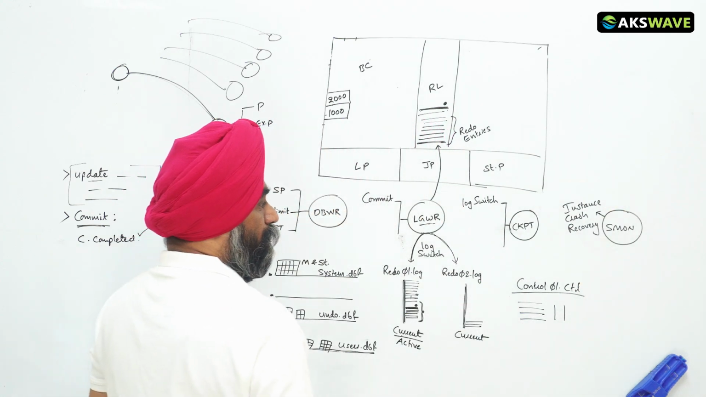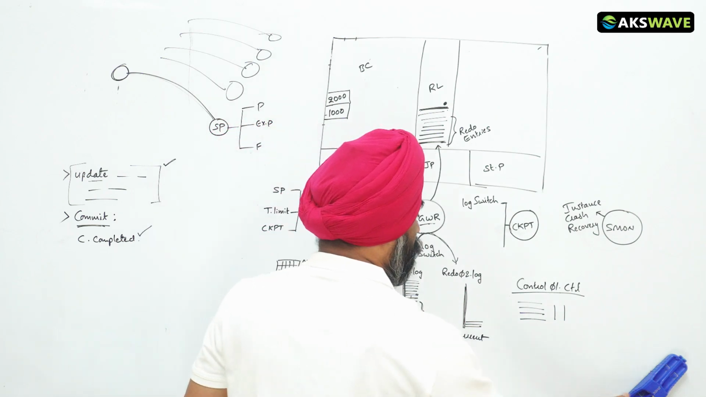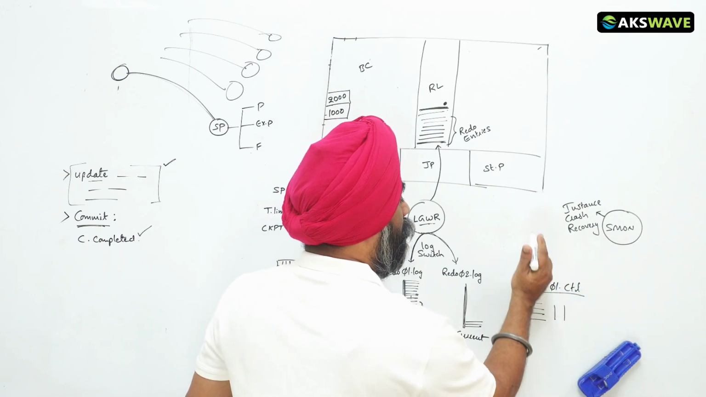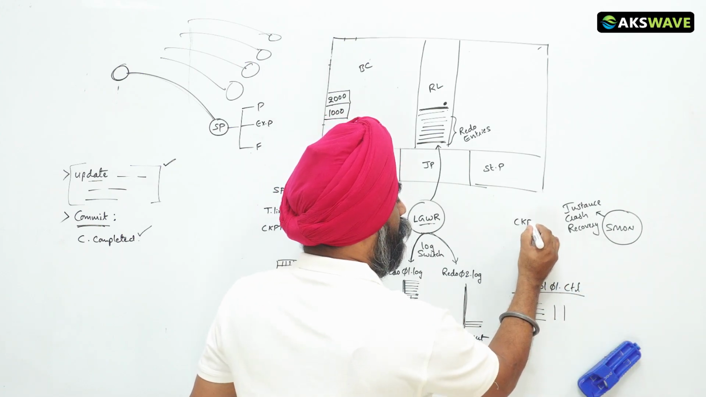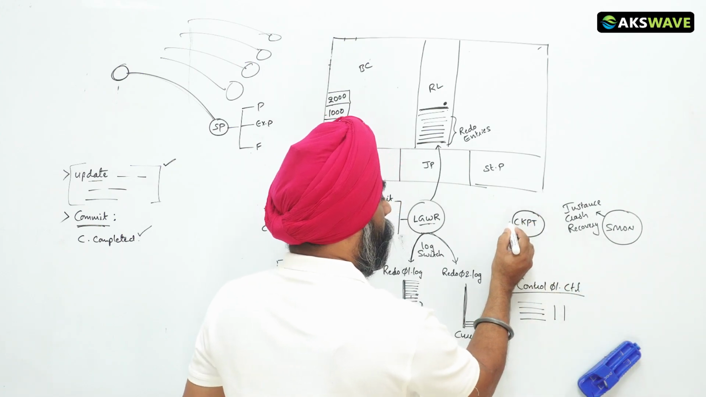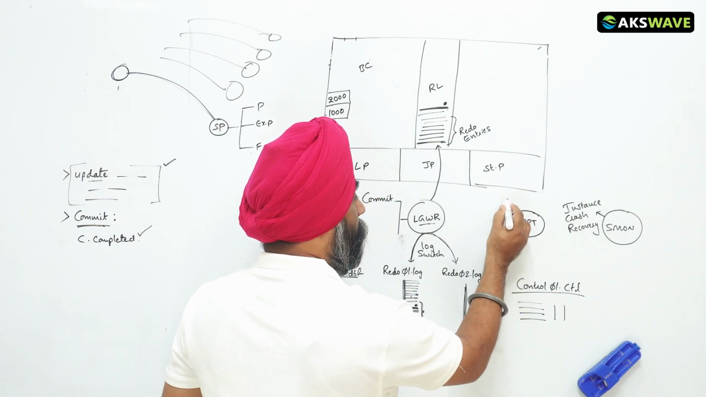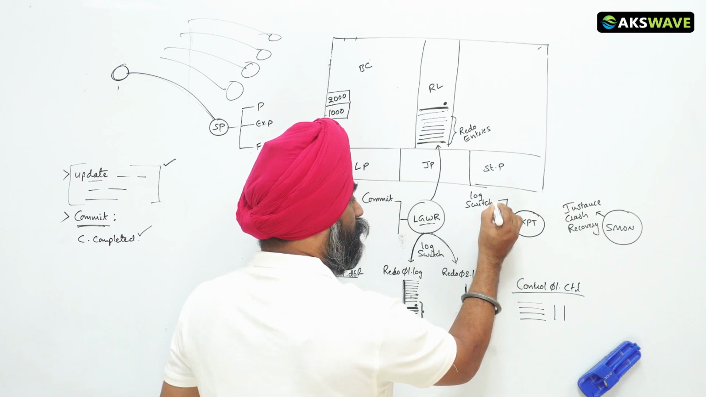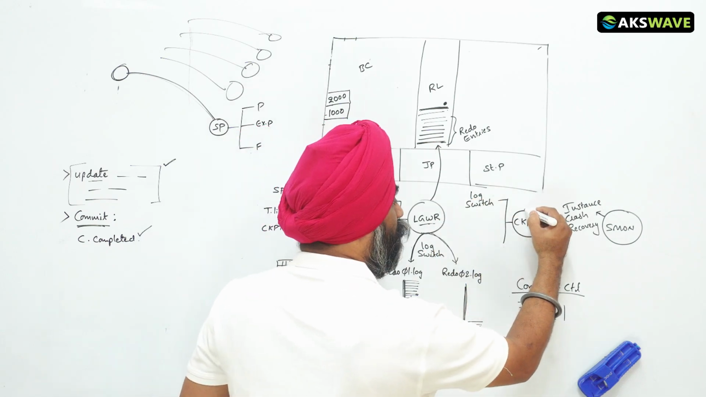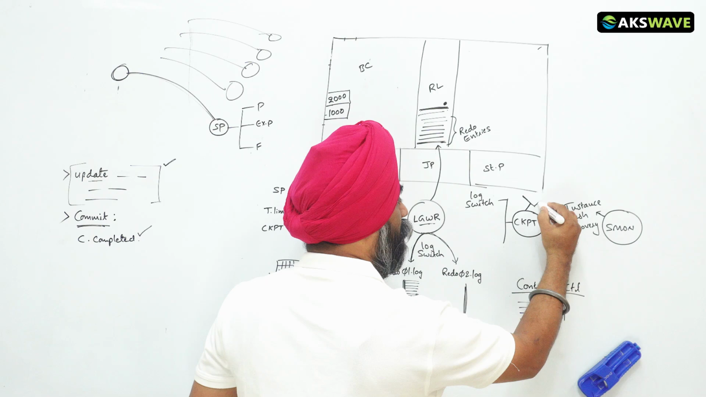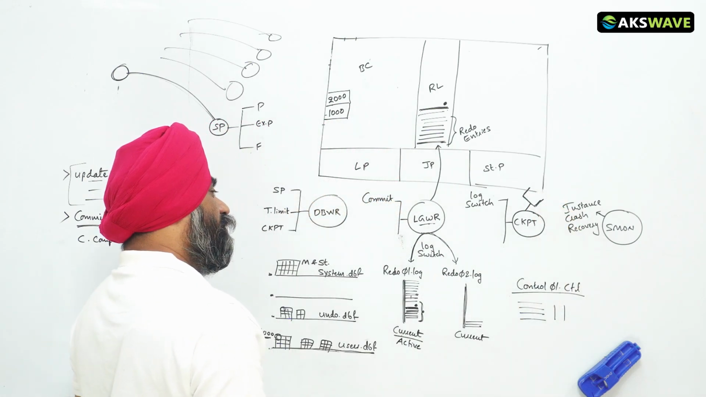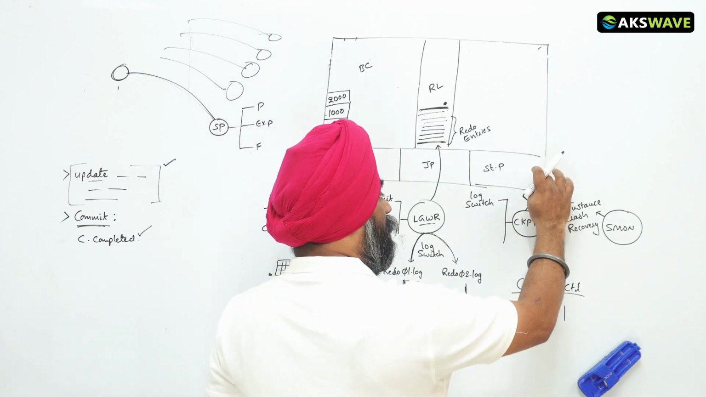What is my checkpoint process doing? Tell me, please. It will update the header. Whenever a log switch occurred, checkpoint is invoked. The checkpoint process will perform two tasks, guys. What are those two tasks?